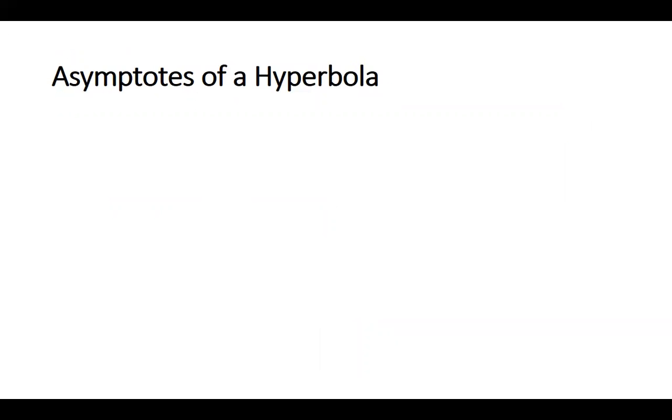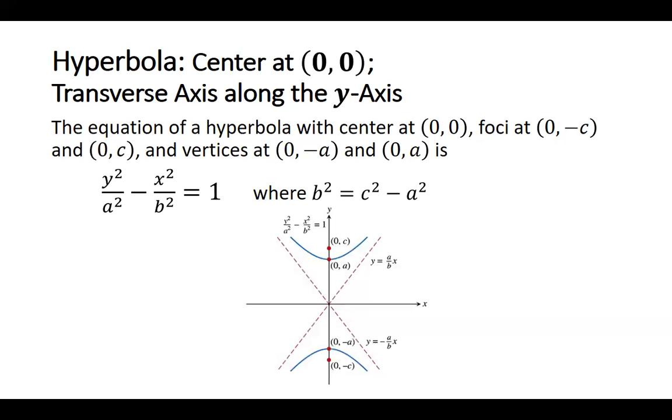Well, now we have something else that we need to deal with when you're dealing with a hyperbola. Notice these dotted lines that I have drawn on this. Those are what are called the asymptotes of the hyperbola. The hyperbola will approach those asymptotes, but never touch them. They'll just get closer and closer and closer to them.